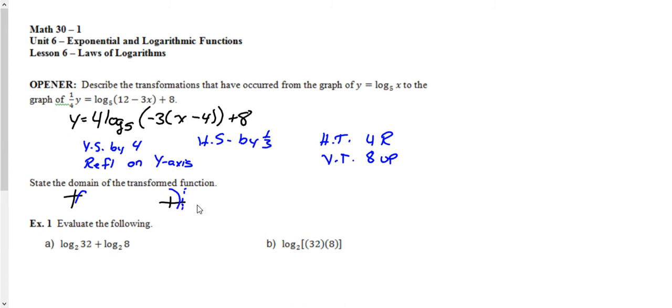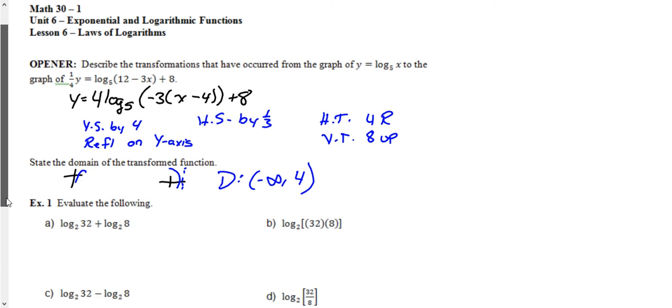So what's our domain? It's going to be everything. Initially it was everything greater than 0. Over here we're going to be everything less than. We shifted it 4 to the right, so less than 4. So our domain here is going to be from -infinity all the way up to +4, but not including 4, because that's our vertical asymptote.